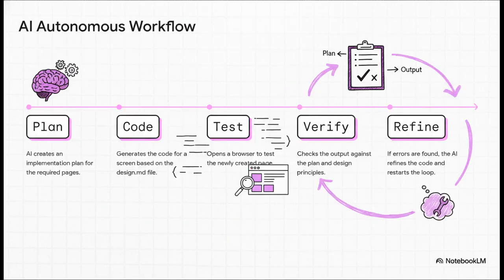What happens next is, honestly, just incredible to watch. It's a complete hands-off loop. The AI plans what it's going to do, it writes the code, and then, this is the critical part, it opens a real browser to test its own work. If it spots a mistake, it doesn't panic, it just goes back, refines the code, and tries again, over and over, until it gets it right.